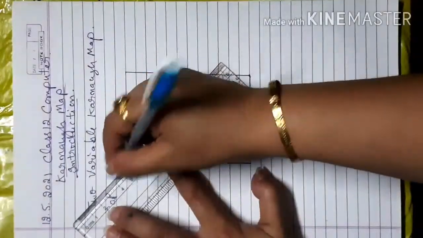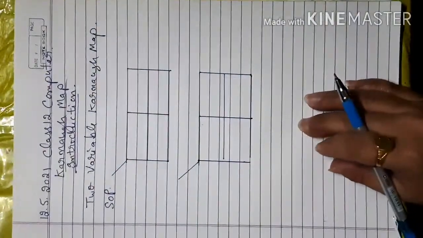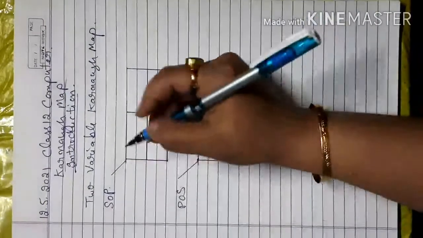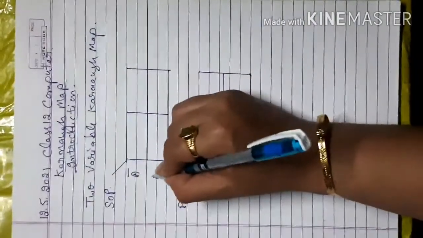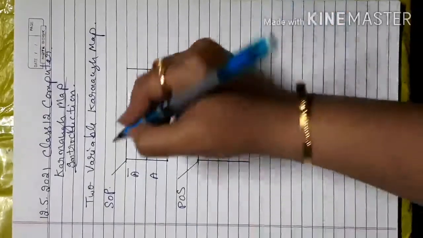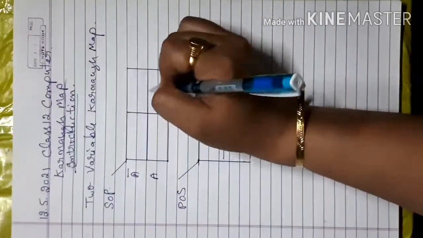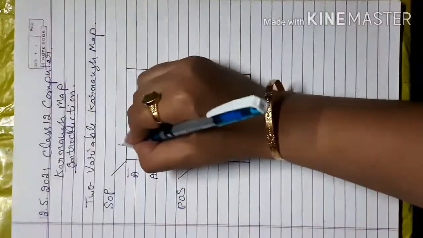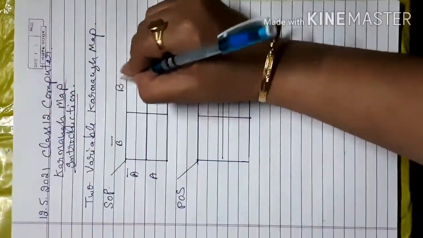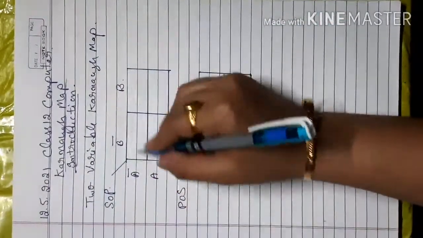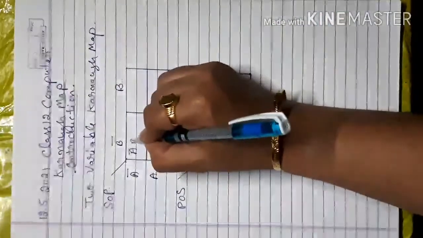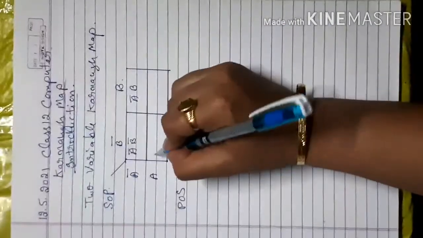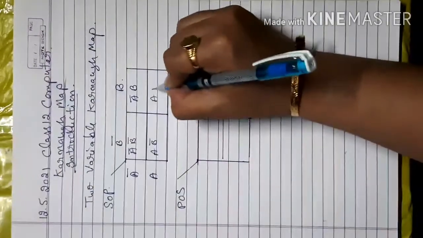So this is product of sum and this is sum of product. In the sum of product form, we start with A complement and A. The second variable will be shown column wise and the first variable row wise. So this will be B complement and B. If you combine rows and columns, this will be A complement B complement, A complement B, A B complement and A B.